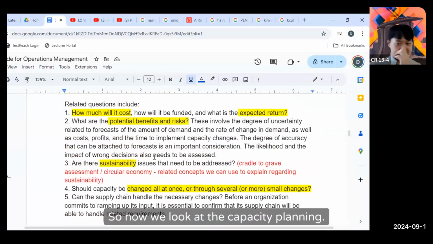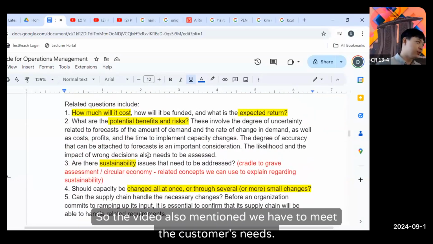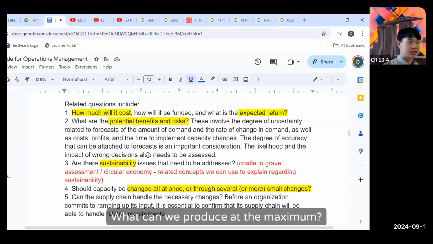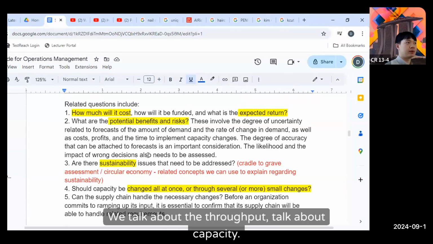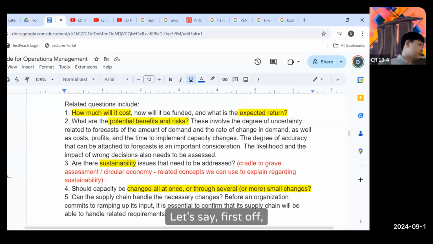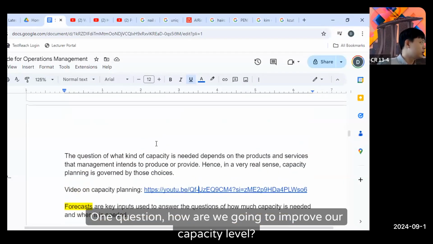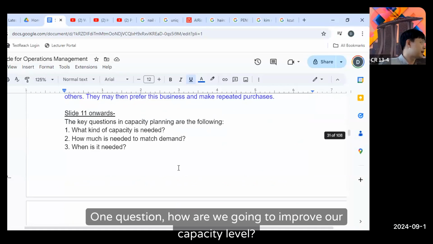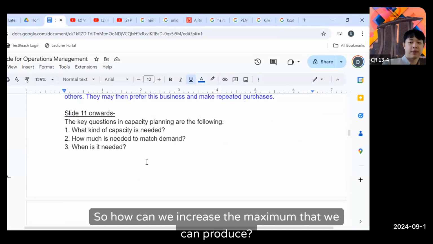Okay, so now we look at capacity planning. The video also mentioned we have to meet the customer's needs. What can we produce at the maximum? We talk about the throughput, talk about capacity, and all these can be affected by different things. Let's say, first off, one question: how are we going to improve our capacity level? So how can we increase the maximum that we can produce?